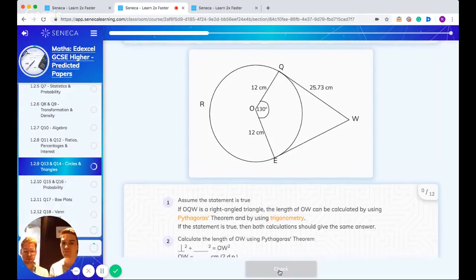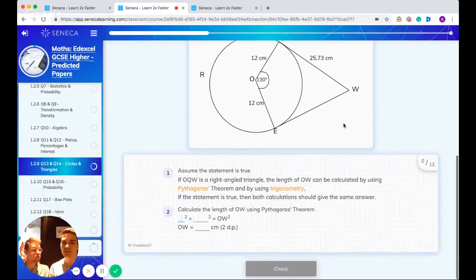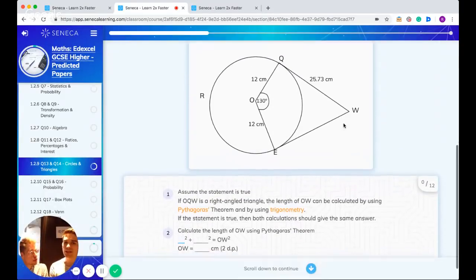With proof questions, you've got to give 2 ways of answering the question. By proving that both get to the same answer, we prove that we've got a right angle triangle here, because Pythagoras only works with right angle triangles, as does trigonometry. So if trigonometry gives us a certain length for OW, and Pythagoras gives us the same length, we prove that it must be a right angle triangle. That is evidence. This is a really good question.